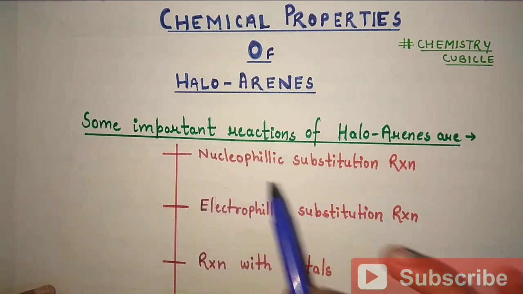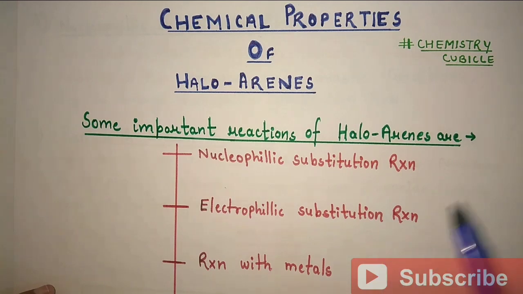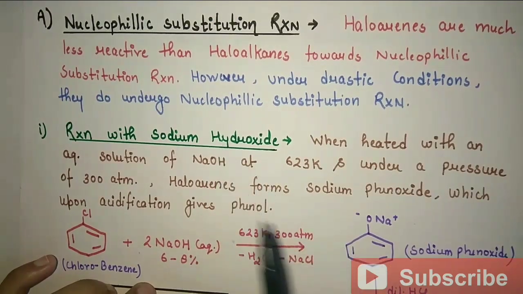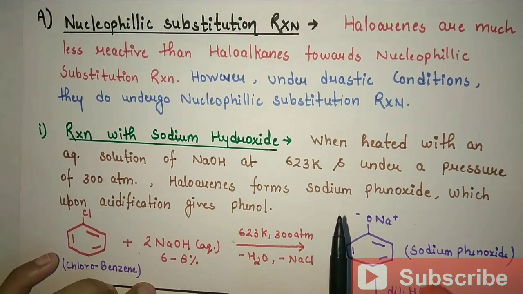The important reactions of haloarenes are the nucleophilic substitution reaction, the electrophilic substitution reaction, and the last one is the reaction with metal. First of all, I will tell you about the nucleophilic substitution reaction.